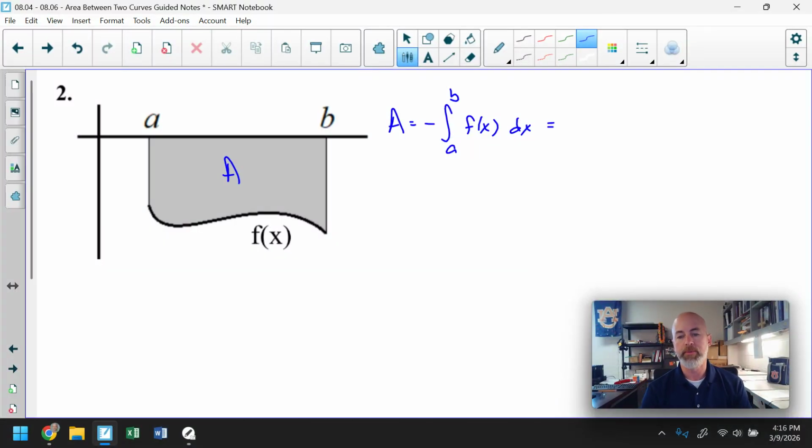Or if you remember your properties of integrals, we could do the integral from b to a and make that a positive antiderivative of f of x dx, and that will produce the positive area, that is the area that we are looking at in this gray region here for number 2.